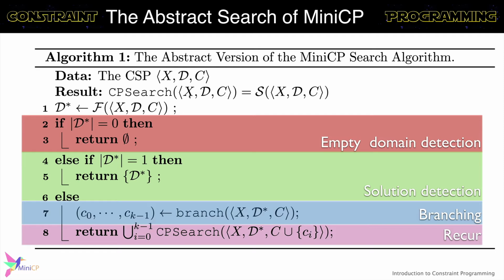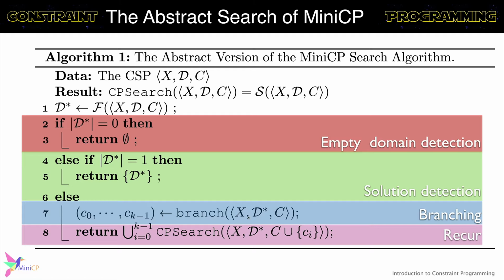So once again, I have my constraint satisfaction problem X, D, C. And the first thing, obviously, that I do is apply the filtering algorithm to get reduced domains. If these domains are empty, I have a failure. Therefore, I have no solution. I'm returning an empty set of solutions. If all the variables are bound, there is a single element in these domains. The cardinality of all these domains is equal to 1. Then I'm returning D star. That's a solution. That's the unique solution that is left.